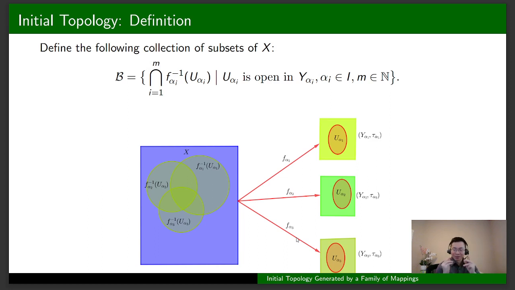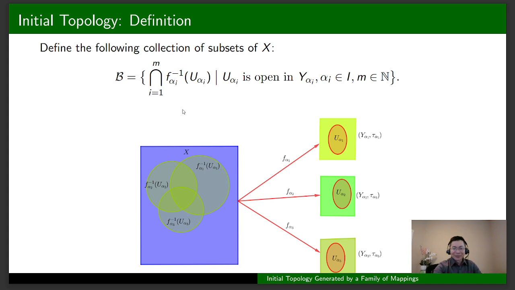Again, how do we define the weakest topology on X such that every function f alpha is continuous, or the initial topology on X? Very simple. We take a finite number of open sets U alpha, take their inverse images under f alpha, and form this finite intersection. Those sets form a basis for the topology tau, which is the weakest topology on X such that every function f alpha is continuous. And each element of tau is a union of elements of B, so it's a union of these intersections.